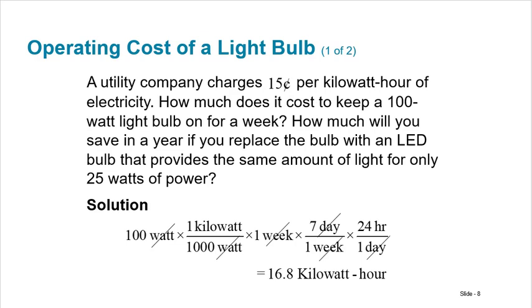So a utility company charges 15 cents per kilowatt hour of electricity. How much does it cost to keep a 100-watt light bulb on for a week? How much will you save in a year if you replace the bulb with an LED bulb that provides the same amount of light for only 25 watts of power? Well, let's see. 100 watts times 1 kilowatt over 1,000 watts, right?